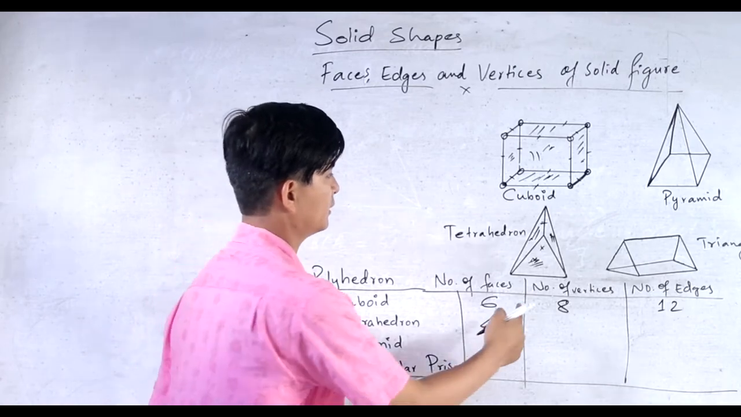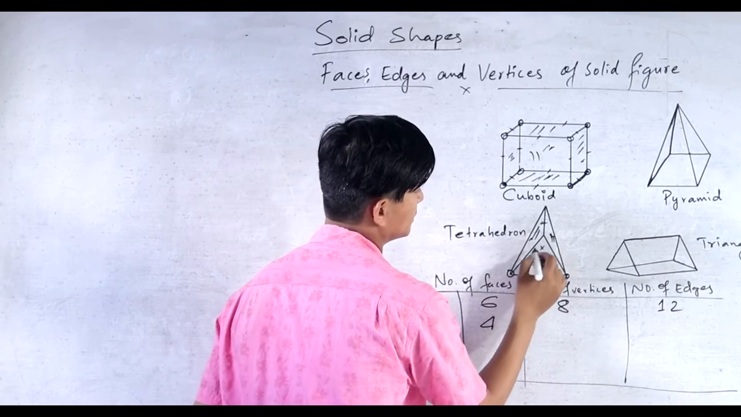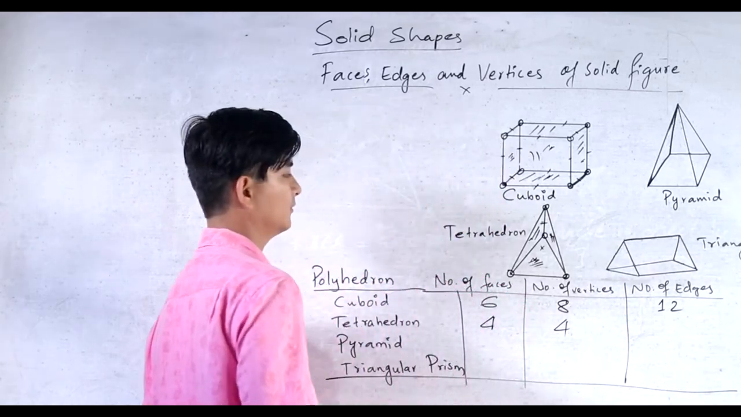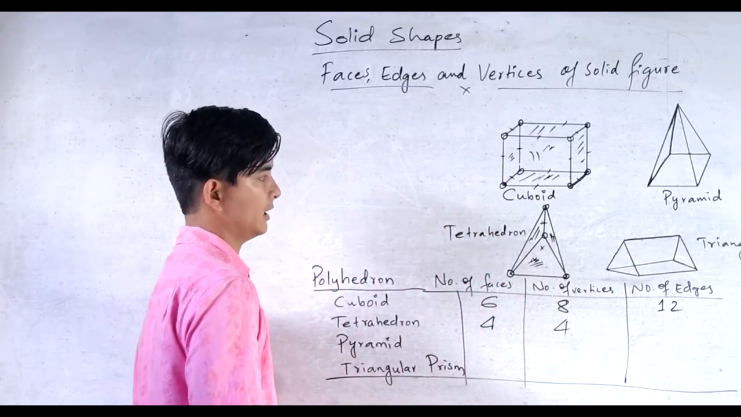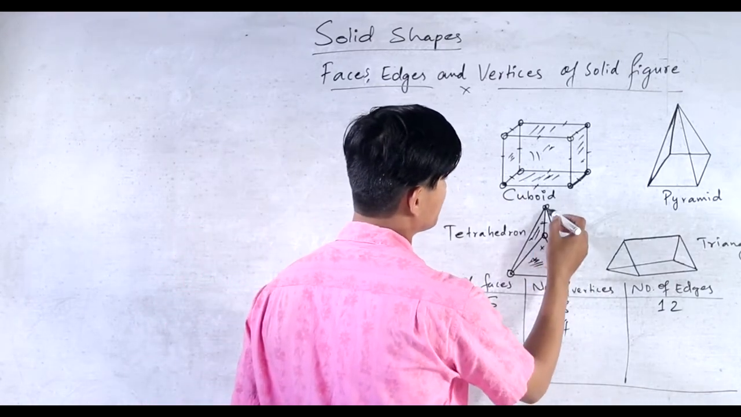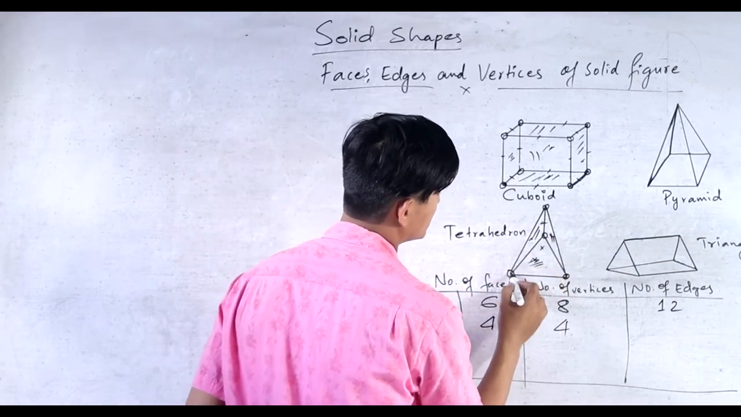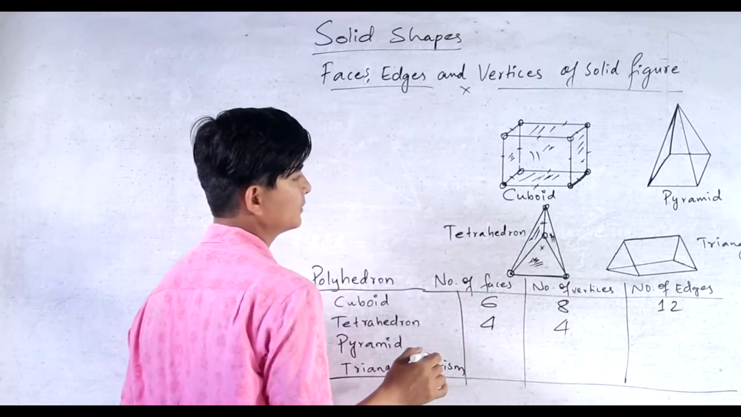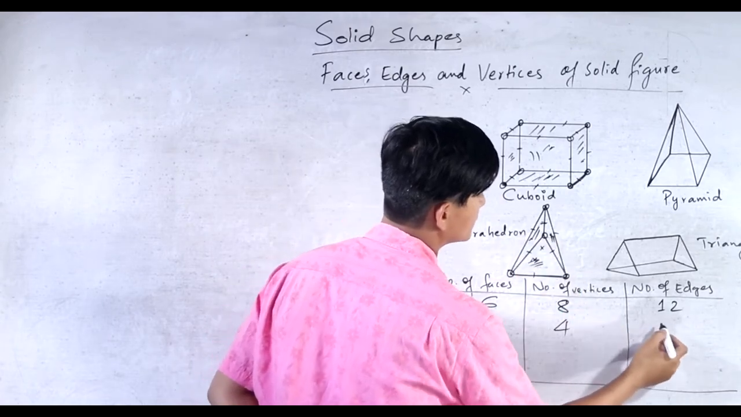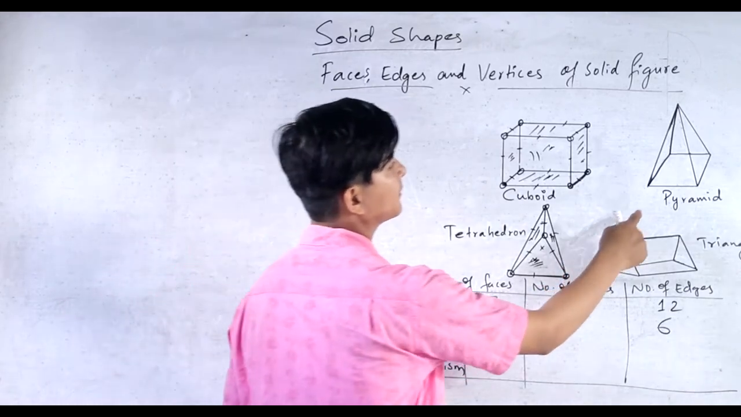Now, the number of vertices in tetrahedron, as I've already told you, these are our vertex, two, three, four. Four vertices also here. Okay, four faces, four vertices in tetrahedron. Now, the number of edges. So edges, you can see here the surface of triangle, okay, so triangular surfaces, they are meeting each other here, right? So these are called edges. So count it: 1, 2, 3, 4, 5, 6 edges are here in tetrahedron.